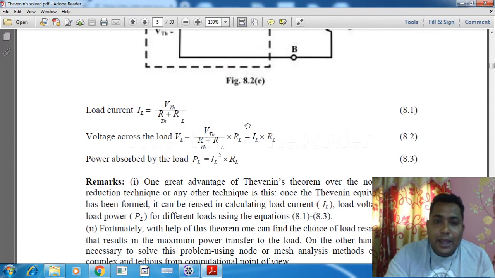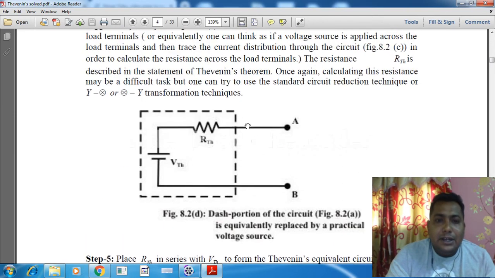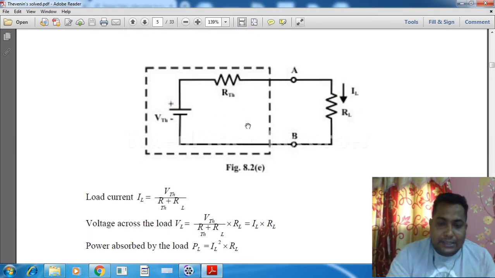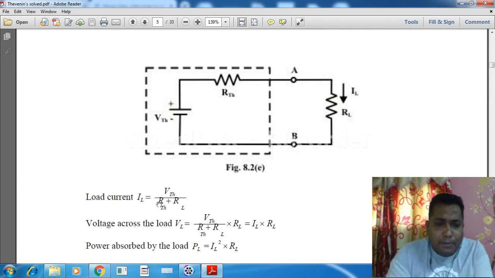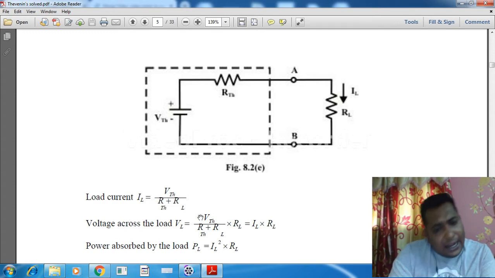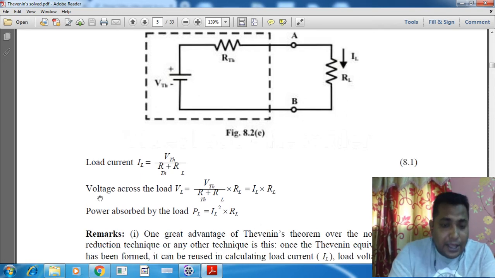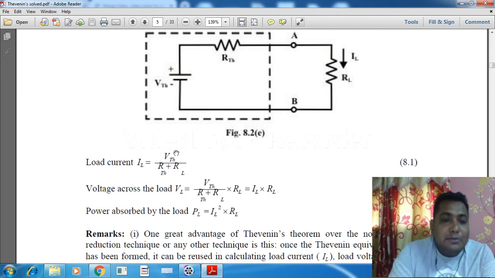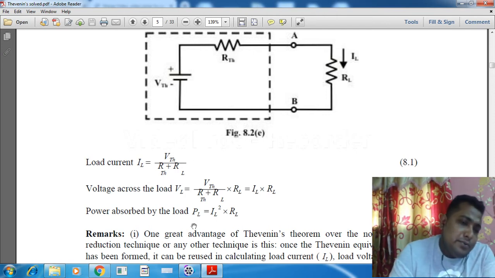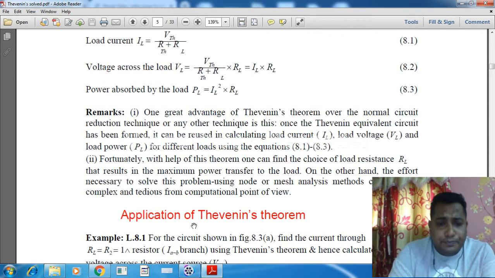Already we have done this one. Yes, this is the diagram. Here you can see that there is a VTH, there is RTH, and there is RL, all connected in series, very simple. Follow my pointer. There is IL, which we find by Ohm's law: IL is equal to VTH by RTH plus RL. If we want to find the load voltage, it is the load current into the load resistance, IL into RL, where IL is VTH by RTH plus RL. The power absorbed is IL square into RL.